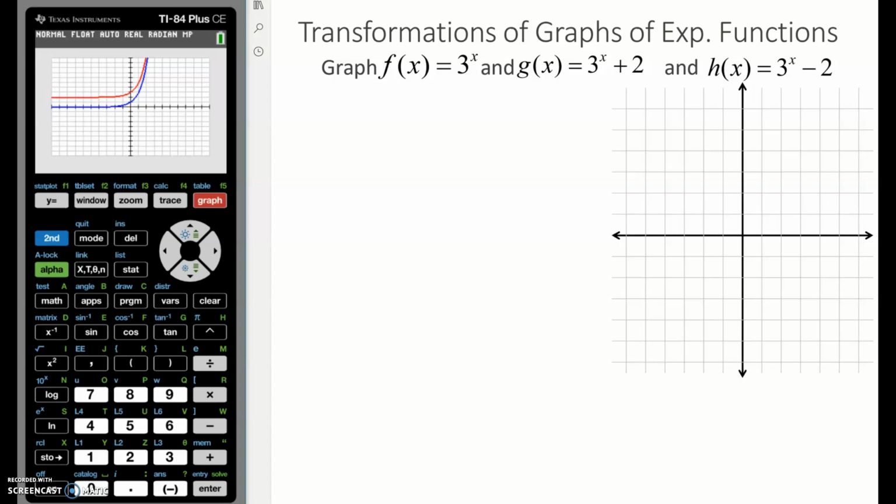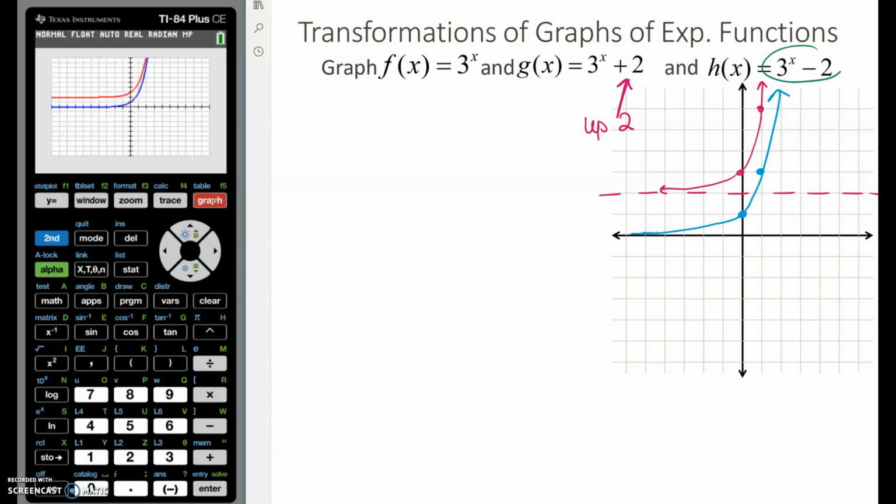What I want you to notice is that the blue one is right along the x-axis. The asymptote is the x-axis. In the red one, the asymptote has been moved here, and we've got these points. This plus 2 means up 2. That moves the entire graph up 2. And because there's a horizontal asymptote, it will move the asymptote up 2 as well.